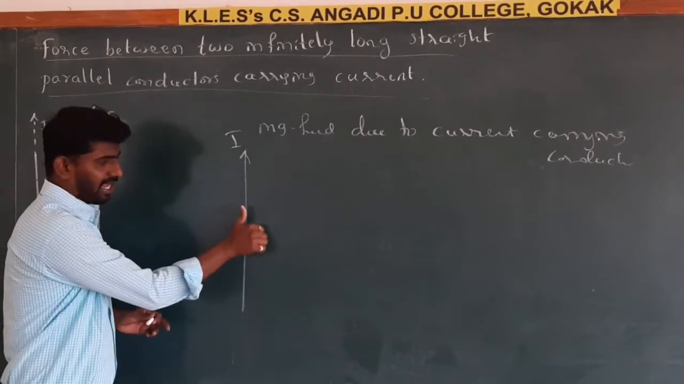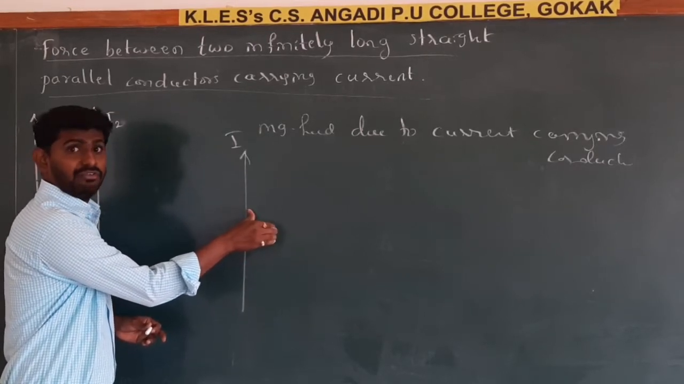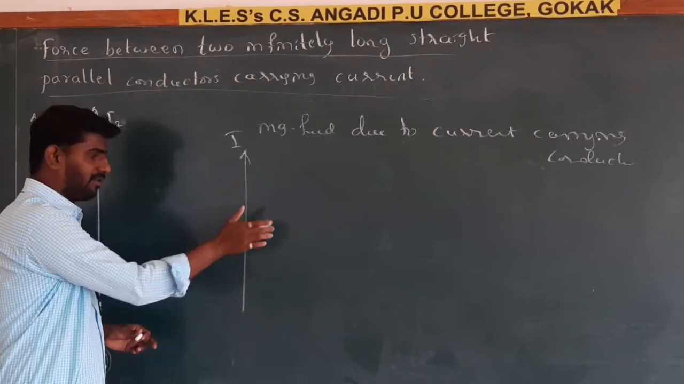So thumb is along the direction of current and palm is the radius vector, and the curved fingers indicate the direction of magnetic field. So if current is like this, the magnetic field will be like this.